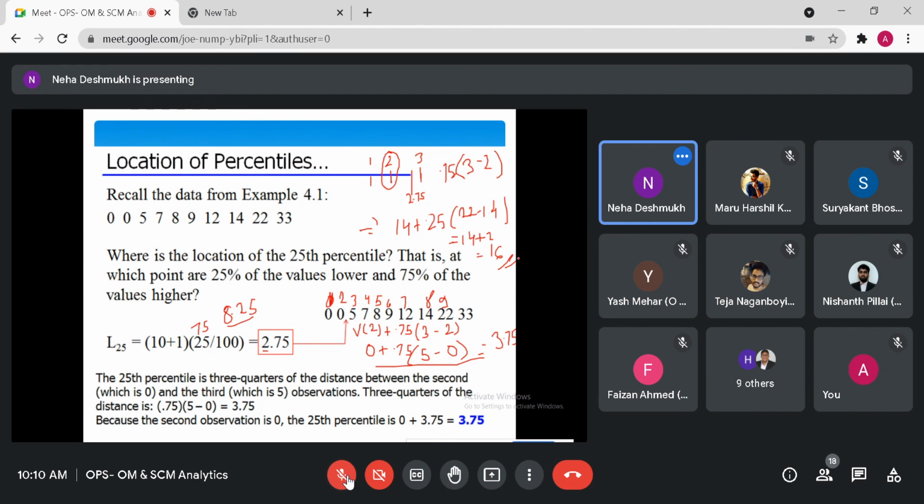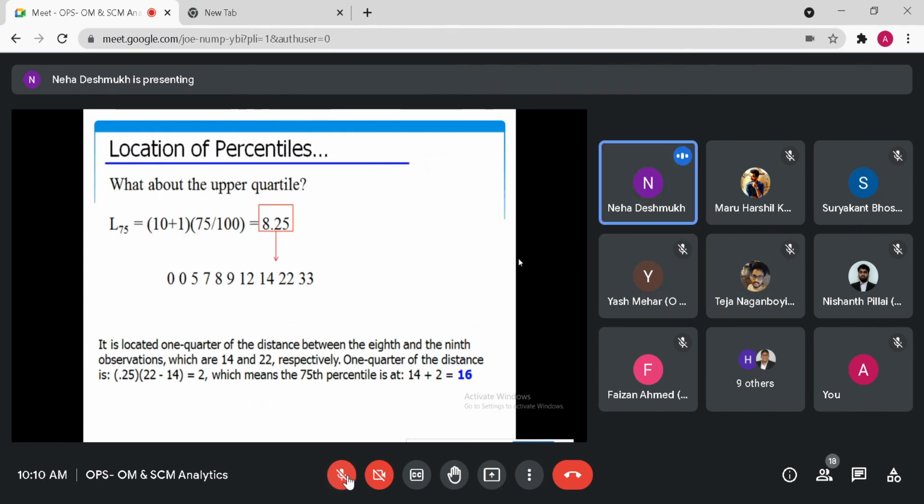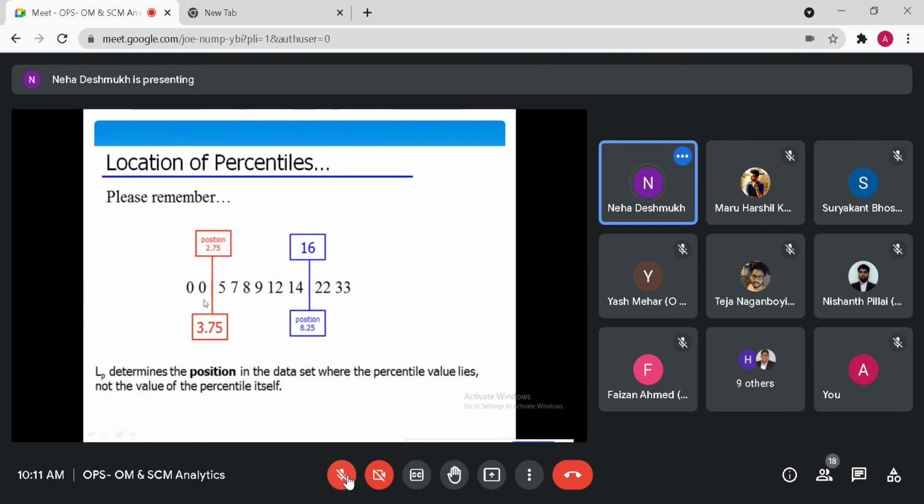Right? Yes, class, are you getting the same? Yes, ma'am, got it, 16. See, 16. This is the position. This is the value. This is the position. This is the value at that position. Is this clear? Try to note it down. It will be easier to understand. In notes, write: position L_P equals (N plus 1) times P upon 100.